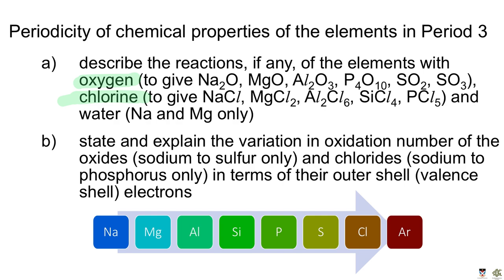And then we're also going to look at the variation in the oxidation numbers of these oxides and chlorides, and then how to explain this variation in terms of outer shell or valence electrons. Now, this won't be a very long video. A lot of it will be where I direct you to videos that you can watch to make certain observations. And when we get the opportunity, when we're back in class, we will look at some of these demonstrations so that you can make some of your own observations.